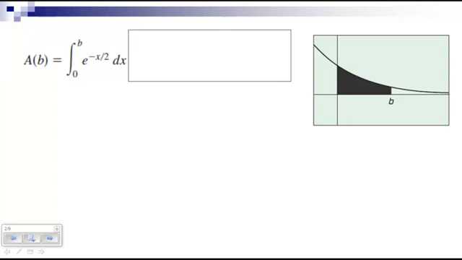Those in the calculator. No, that's here from TI-89. So again, discover for me the expression with b so that I can find out how much area is from 0 to b.